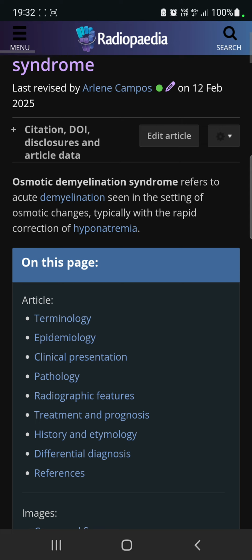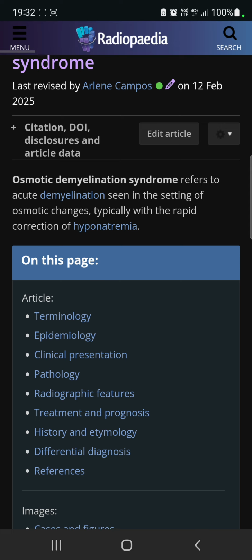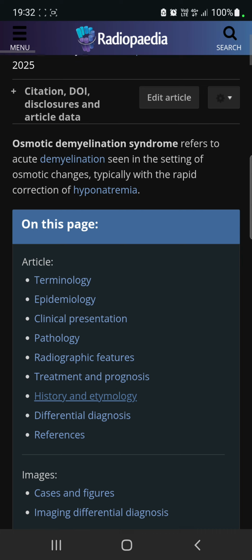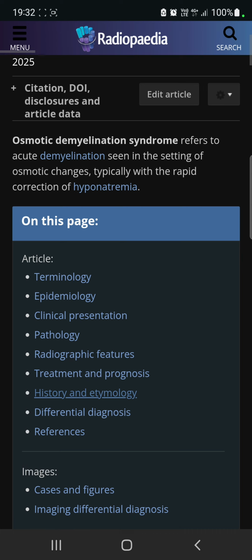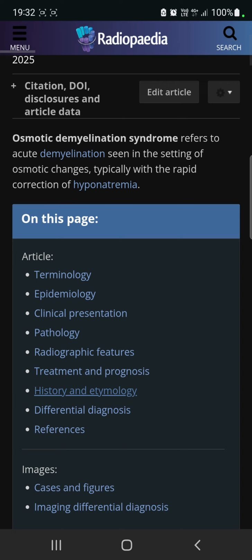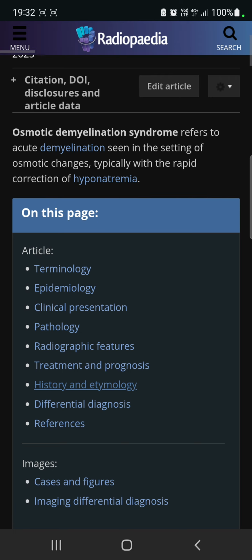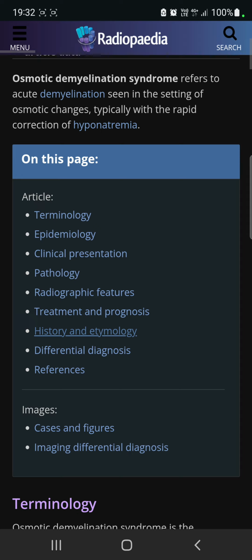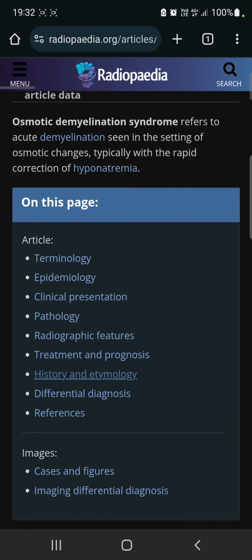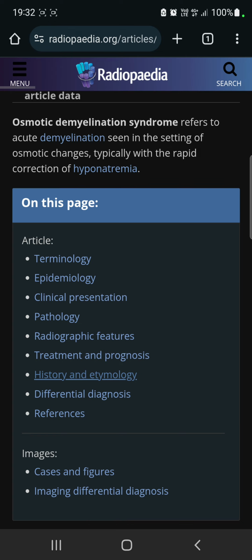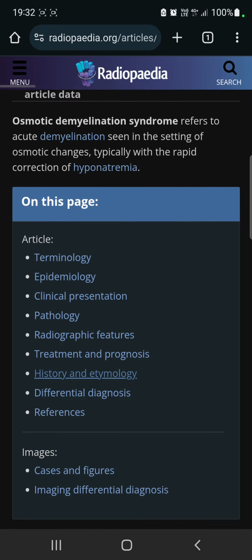that we correct too rapidly, we can cause osmotic changes that disrupt the blood-brain barrier, cause cell damage and release of extracellular toxin, which cause damage to the myelin. Therefore, demyelination; therefore the name osmotic, because of the change of osmolarity, demyelination, damage to the myelin, and it's a syndrome.